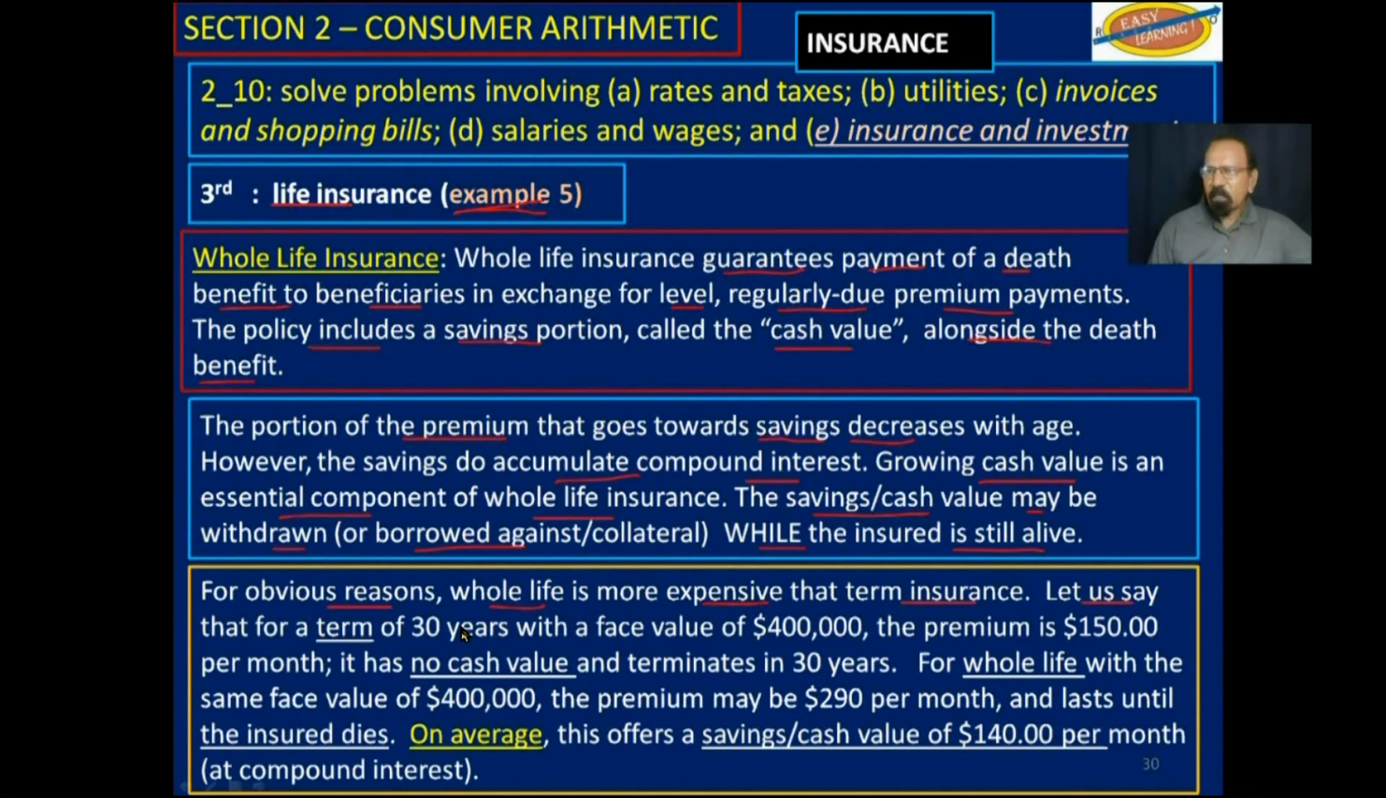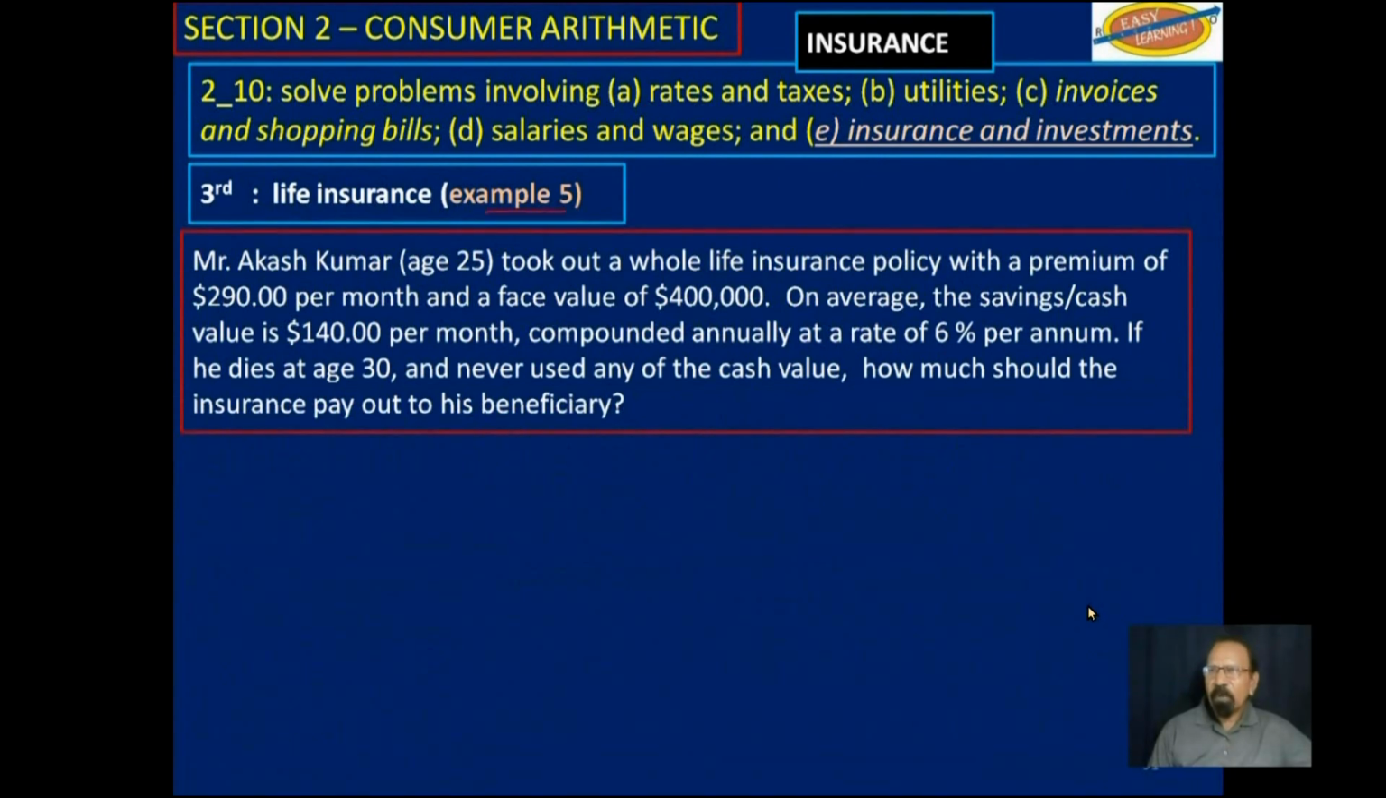Let us say that a term of 30 years, the face value is $400,000 with premium of $150 per month. It has no cash value and terminates in 30 years. For whole life, the same face value of $400,000 will have a higher premium of $290 per month and last until the insured person dies. On average, this offers a saving or cash value of $140 per month at compound interest. So let's look at example 5.